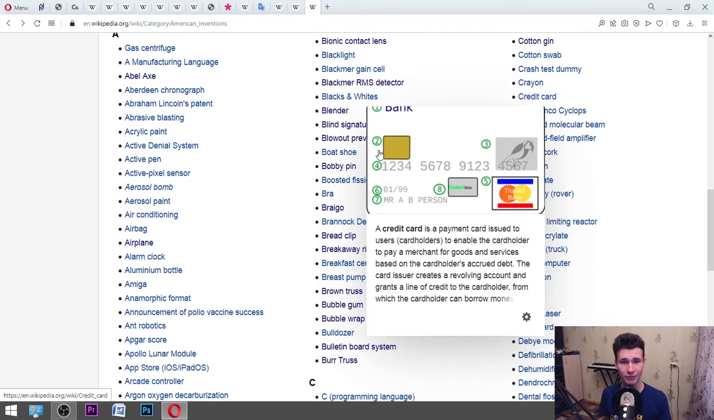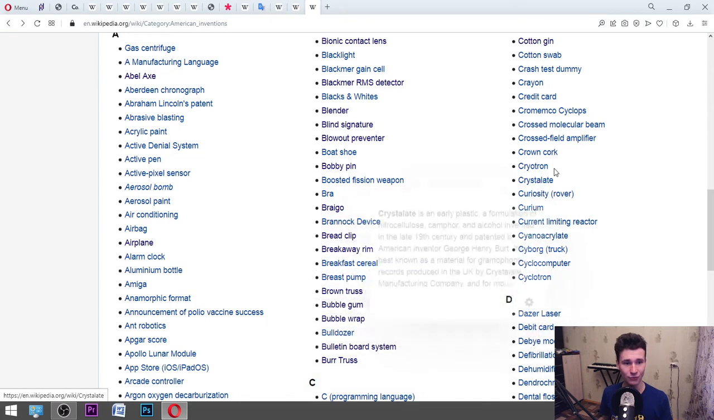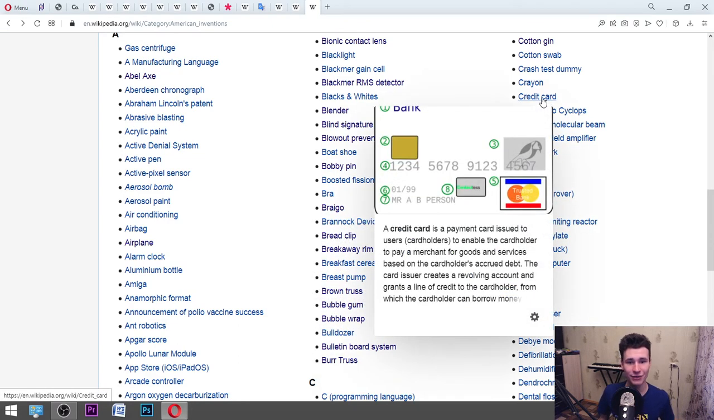Credit card was created. Look at this. It has different numbers, a chip, the bank name, the date, the initials of the person, and a specific term that shows whether it is contactless or not. It is all specific to the bank, and we have some logos too. It is a payment card issued to users, cardholders, and actually we will find everything about it.